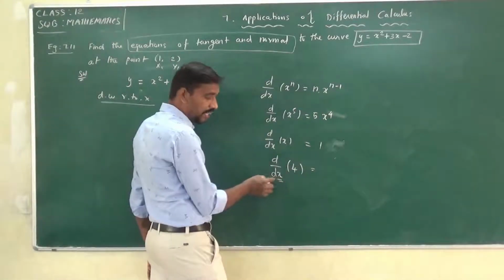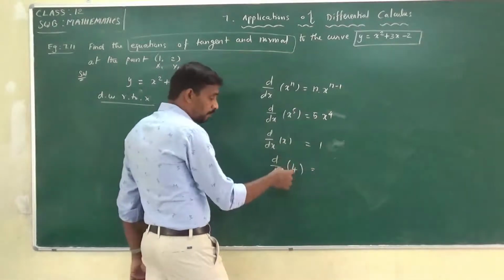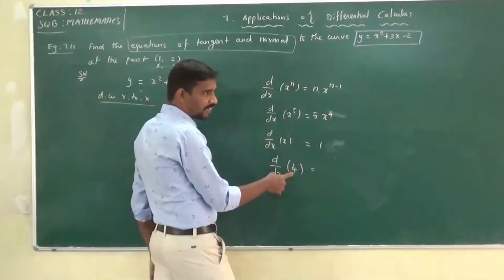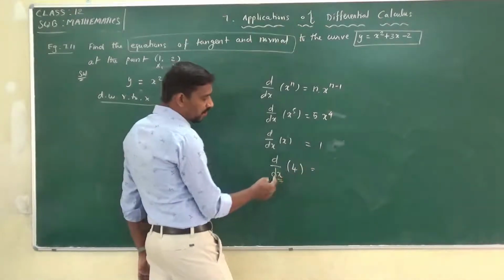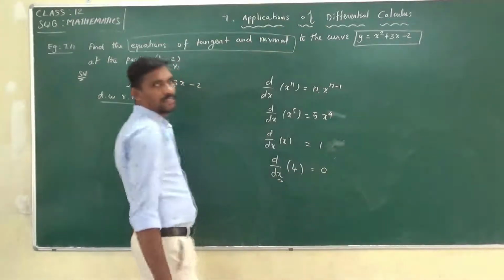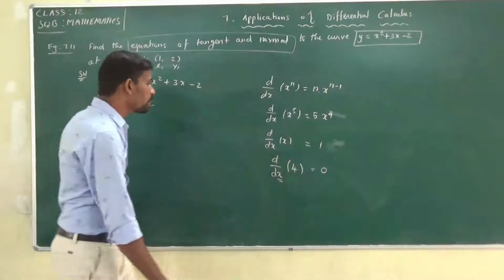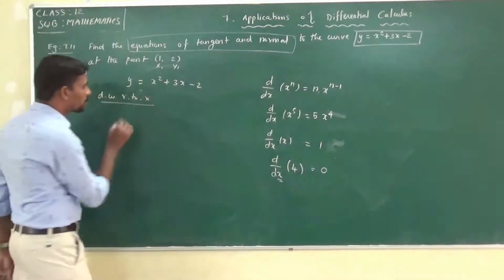You see, here we are differentiating the term by x. Here there is no x, so it is considered a constant. So differentiation of a constant term is nothing but 0. Okay. Now we have to apply the concept here.